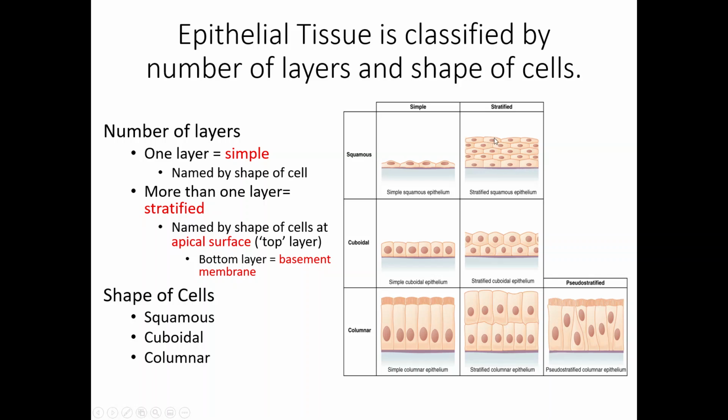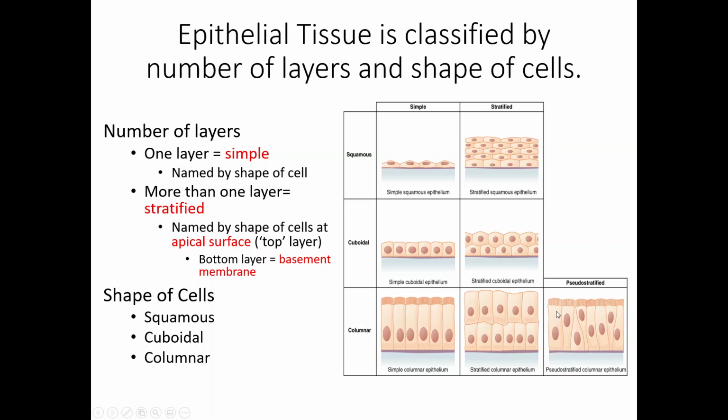So again, anytime we're looking at stratified tissue, we're always looking at that top layer when we determine the shape of the cell. And you will notice for all of these, we are mixing and matching. You have to pick both words: simple squamous or stratified squamous, simple cuboidal, stratified cuboidal, simple columnar, stratified columnar, or even pseudo-stratified columnar. Okay, so pseudo-stratified columnar. Pseudo means false, so false stratified, so fake multi-layer.